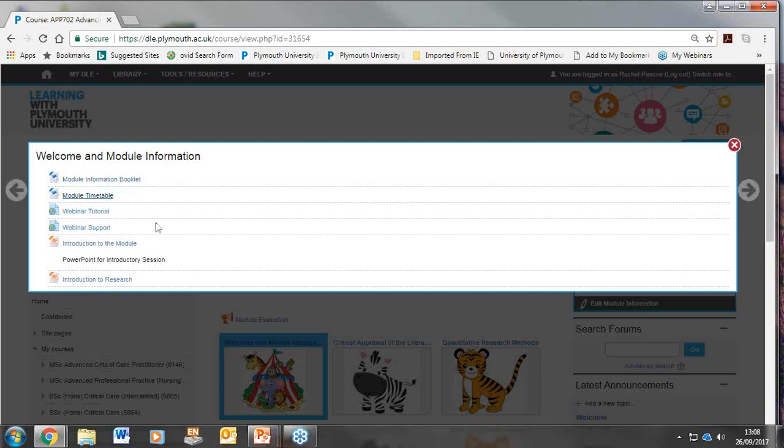The second tile down is the module timetable, which hopefully all of you have had a little look at. I'm trying to open it at the moment, but it doesn't seem to be behaving itself.